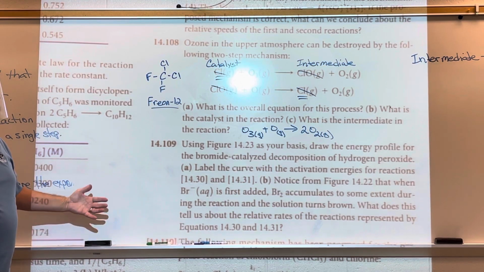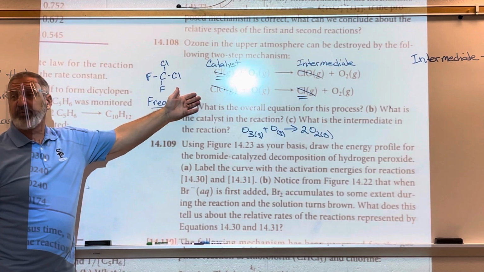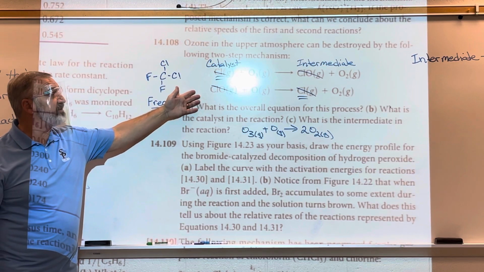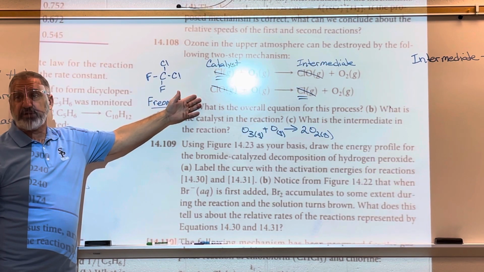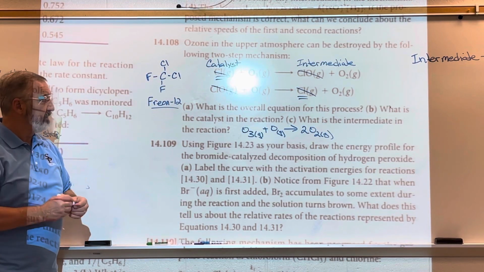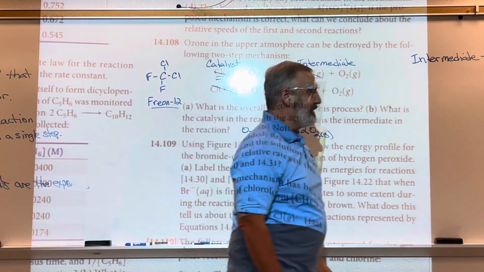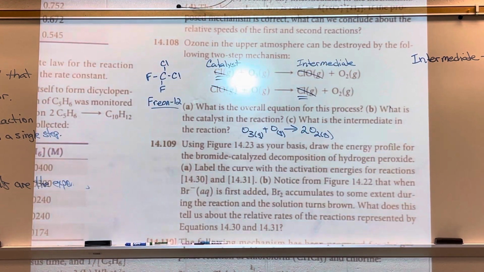Now, we don't have anything, we don't know what the experimentally determined rate law is here, so there's no way for us to identify which one's the slow step on this particular one. Okay? Let's see if we can find one more.